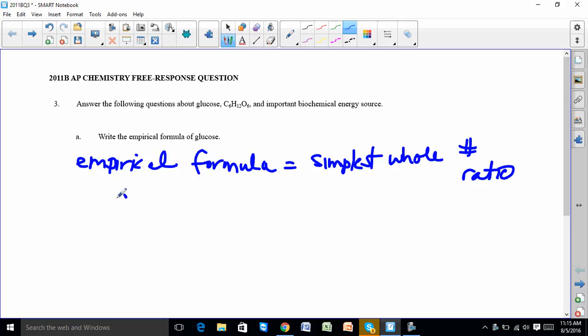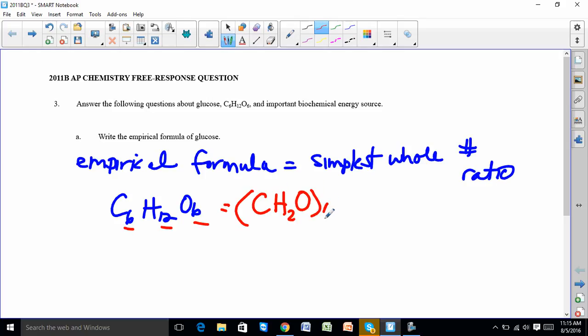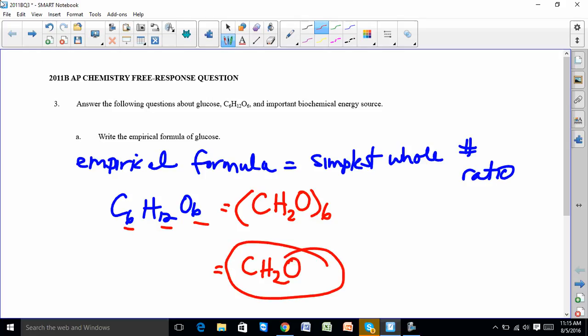So if you come up here, C6H12O6, 6 and 12 and 6 have a common factor of 6. And if you pull that out, if you think of factoring like you learned in algebra, you pull a 6 out of 6, what's left? A 1. You pull a 6 out of 12, what's left? A 2. You pull a 6 out of 6, what's left? A 1. And so the empirical formula is CH2O. That's it. That's the simplest whole number ratio.